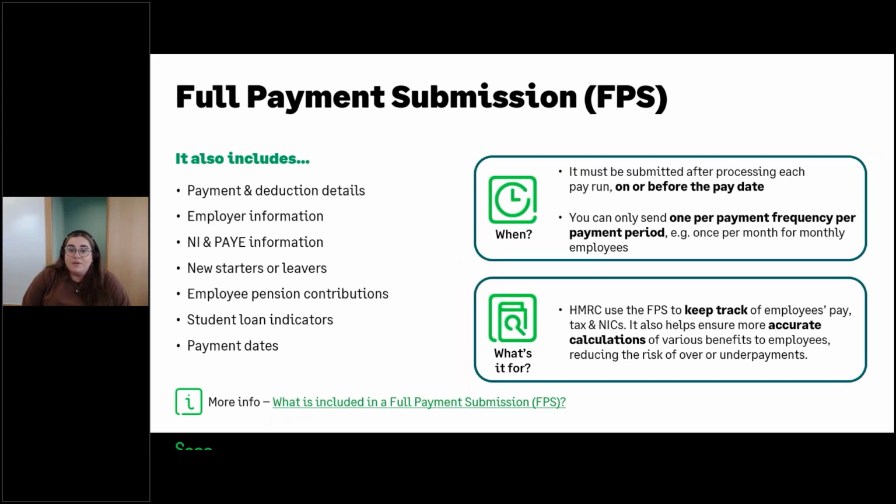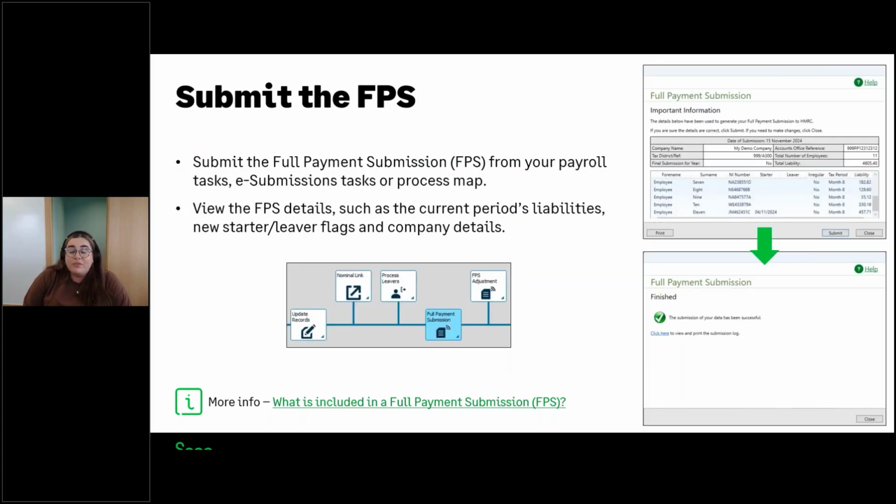So that is how to submit the FPS. Of course, it can be found on the process map as well. So if you would prefer that more visual way of working through the steps of your pay run, you can go to View and Change View, and then you can switch on the process map that way. But again, it can also be found in your payroll tasks and your e-submission tasks as well. So a couple of different places, depending on whatever you'd prefer.